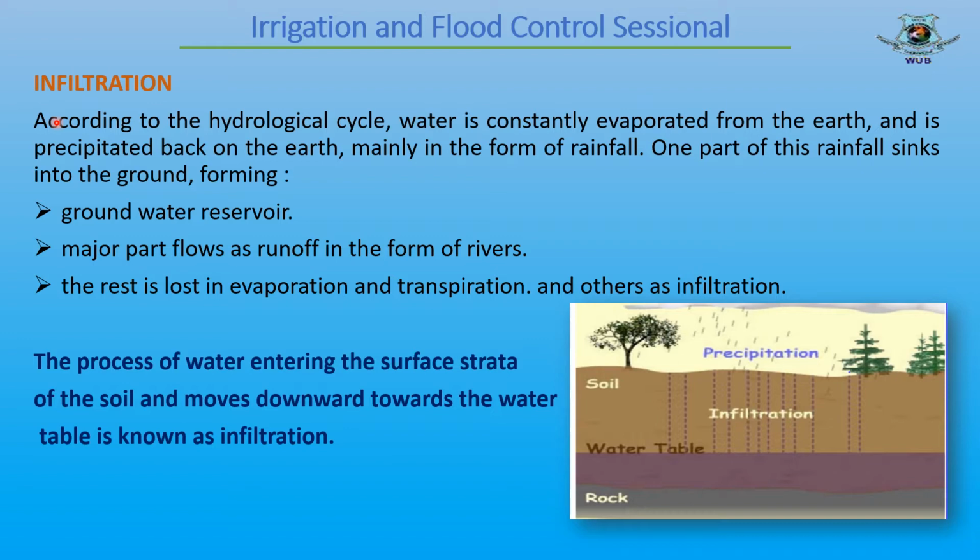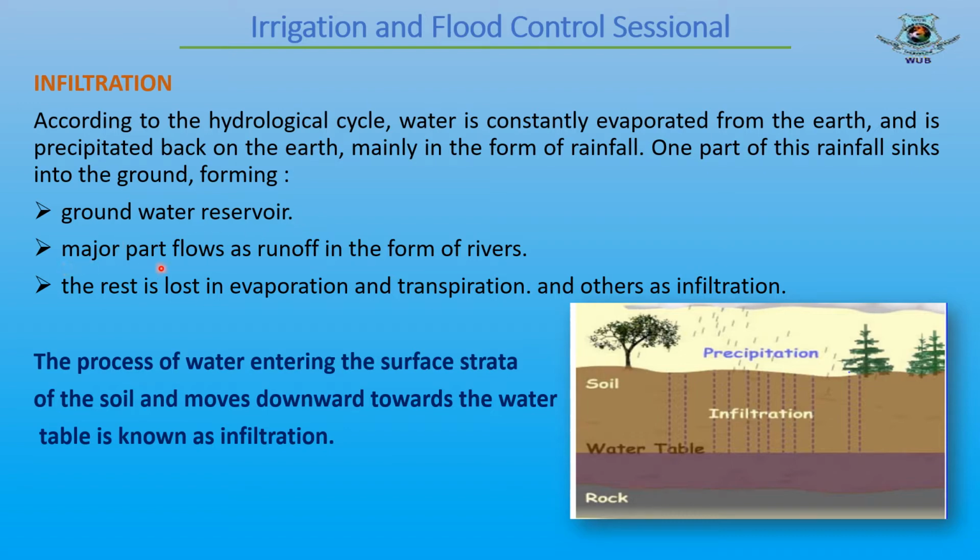Infiltration occurs during rainfall, so it is directly related to the hydrological cycle. According to the hydrological cycle, water is constantly evaporated from the earth due to heat energy from the sun and is precipitated back on the earth when it cools, mainly in the form of rainfall. One part of this rainfall sinks into the ground, which forms the groundwater reservoir. Generally, infiltration is the main source of the groundwater reservoir.